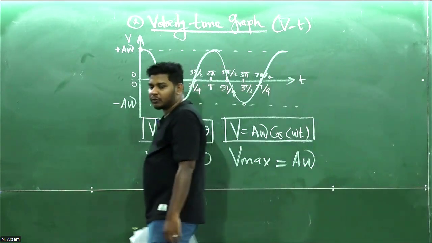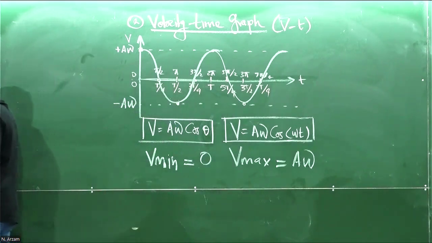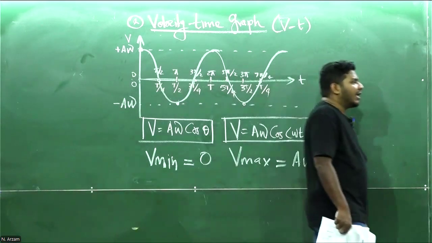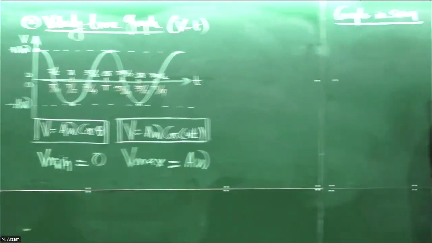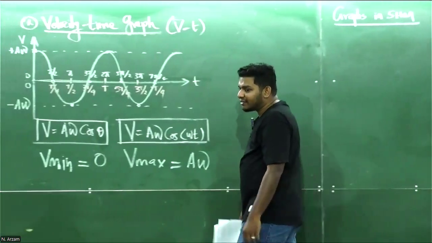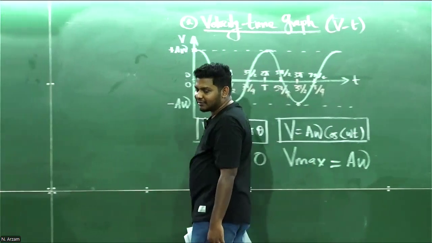Try to draw the graph for acceleration time, A versus T, the AT graph. So, you know the equation: A is equal to minus A omega square sine omega T. So don't forget the minus here. Okay, right.